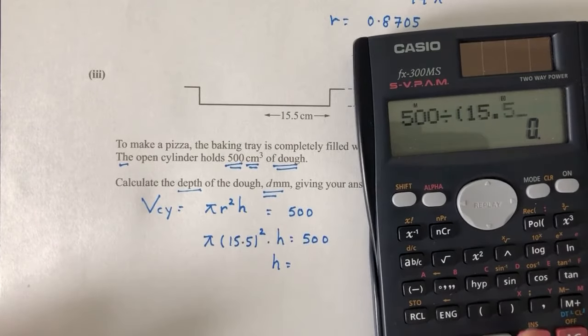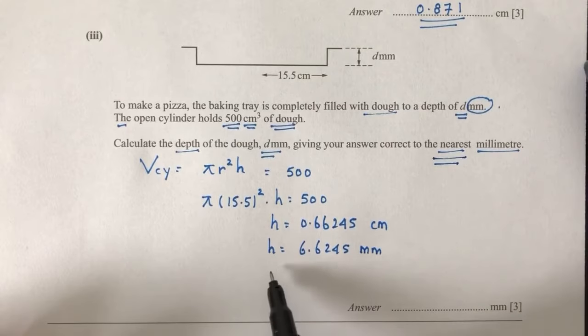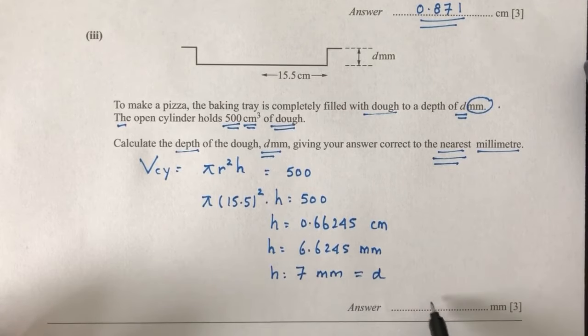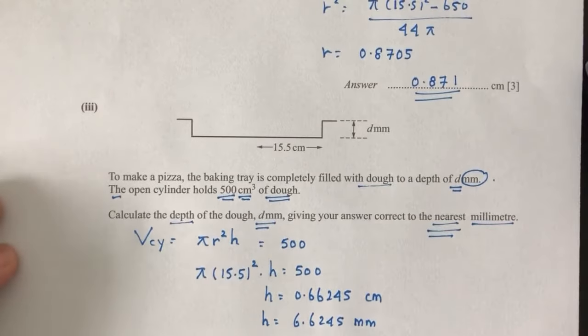That will be 0.66245 centimeter. Now if you convert this to millimeter, it will be 6.6245 millimeter. So what is your answer correct to the nearest millimeter? It will be 7. So d equals 7. That will be your answer for part 3. That is question number 7.